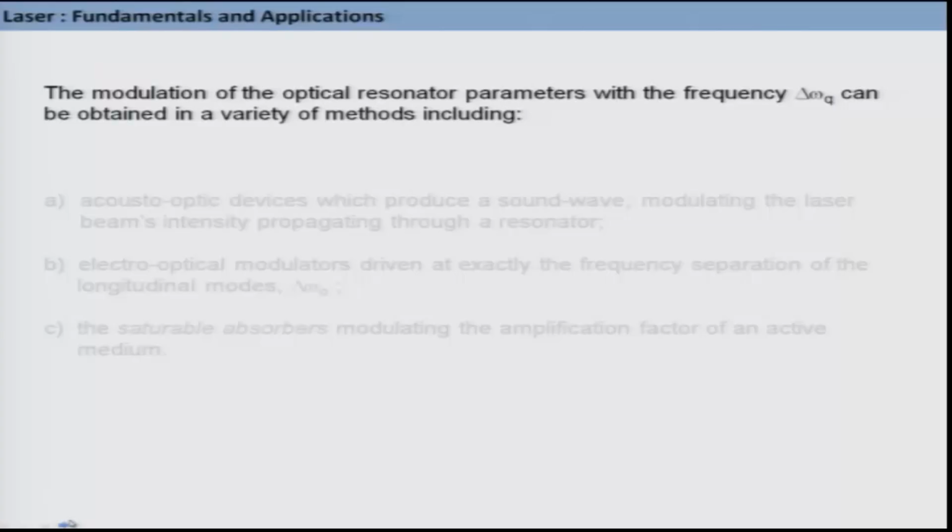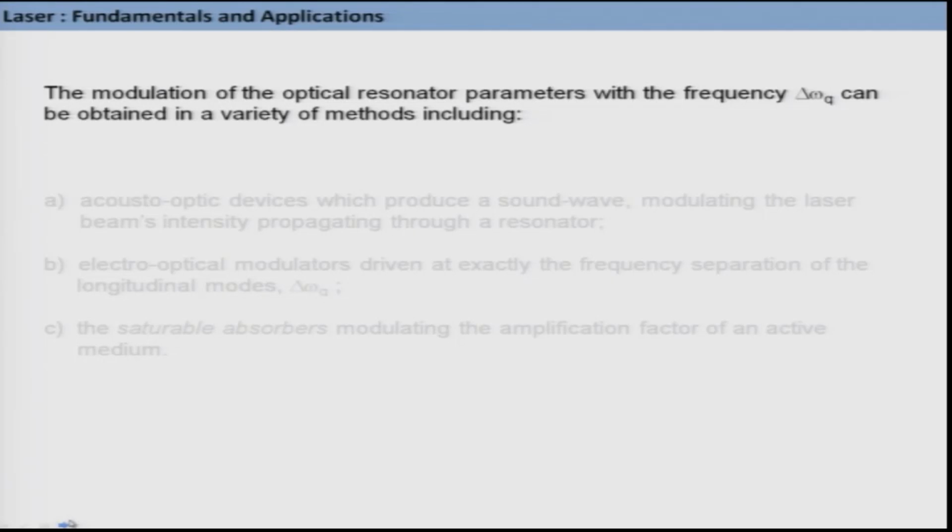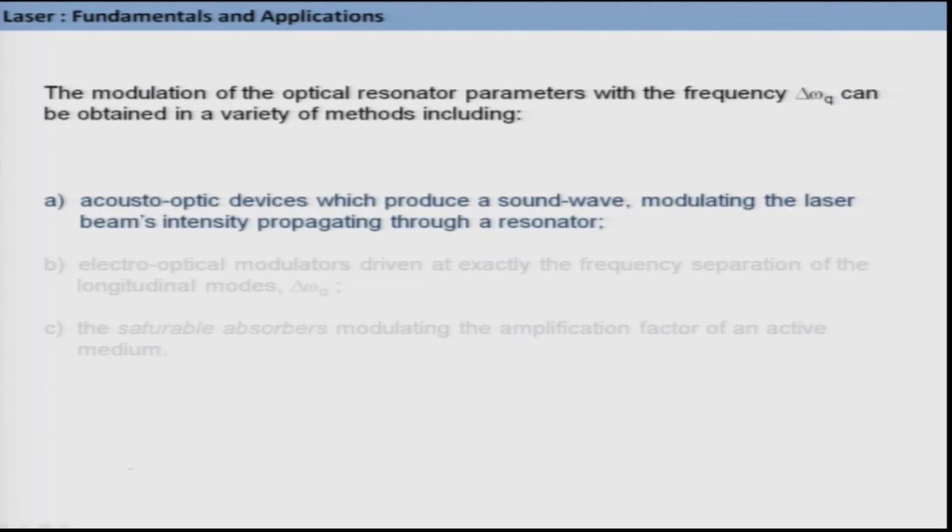Now as we said in the last slide, the modulation of optical resonator parameters will be needed so that you can lock the frequencies of two neighboring modes whose gaps are equal to c by 2L. The modulation of the optical resonator parameters with the frequency delta omega q can be obtained by a variety of methods. So what are those methods?